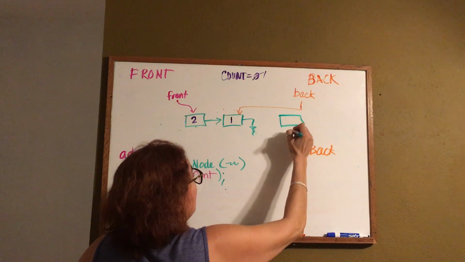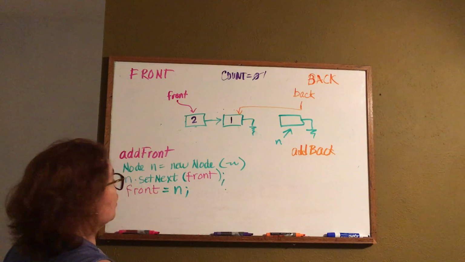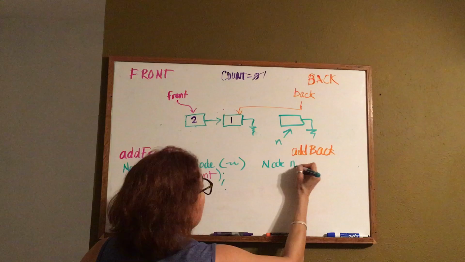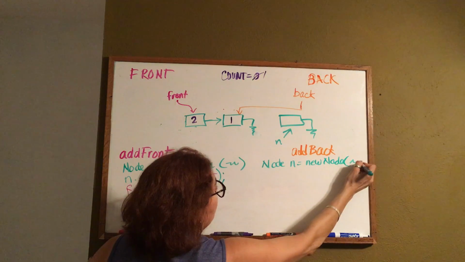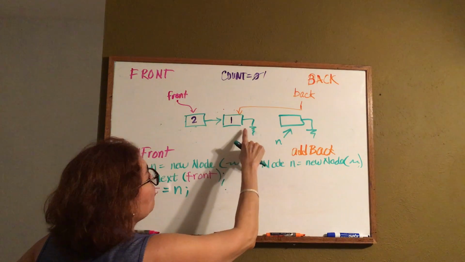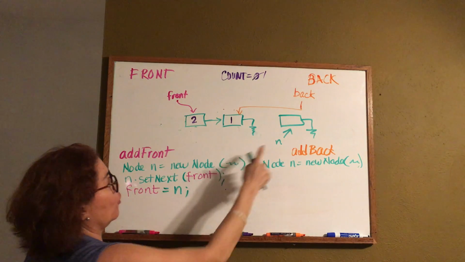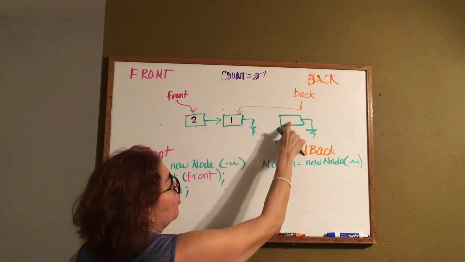So here is N, and there is a reference to N. So it's going to be the same as this. It's going to say node N equals new node and whatever parameters. Okay? Now, I cannot say the same in here as node.setNext to front or to back, because I don't want this to go backwards. I want this one to point to here.